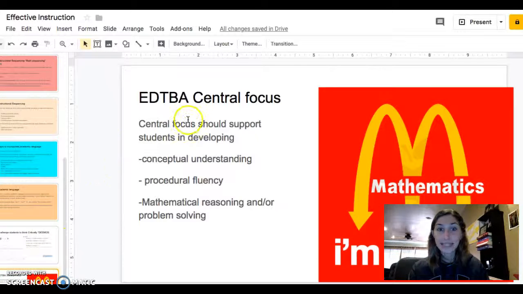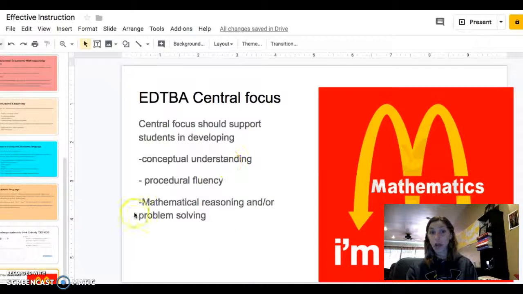And last but not least, the EdTPA Central Focus. So the central focus should support students in developing conceptual understanding, procedural fluency, mathematical reasoning, and or problem solving. So these three are the key, and these three concepts are really what my central focus needs to keep coming back to and really explain how I'm going to do in my lesson. So that is my effective instruction.